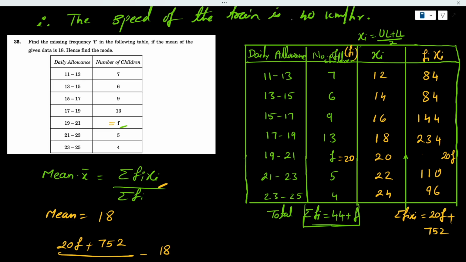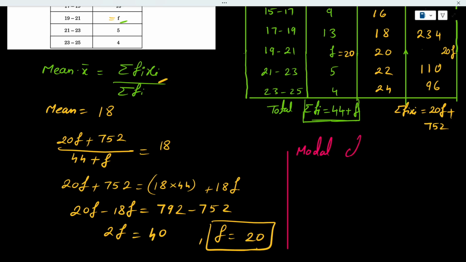Now among this, how do we find out the modal class? What is the highest frequency among all? This is f equals 20. So your modal class is going to be 19 to 21. So what is your modal class? It is nothing but 19 to 21, right?